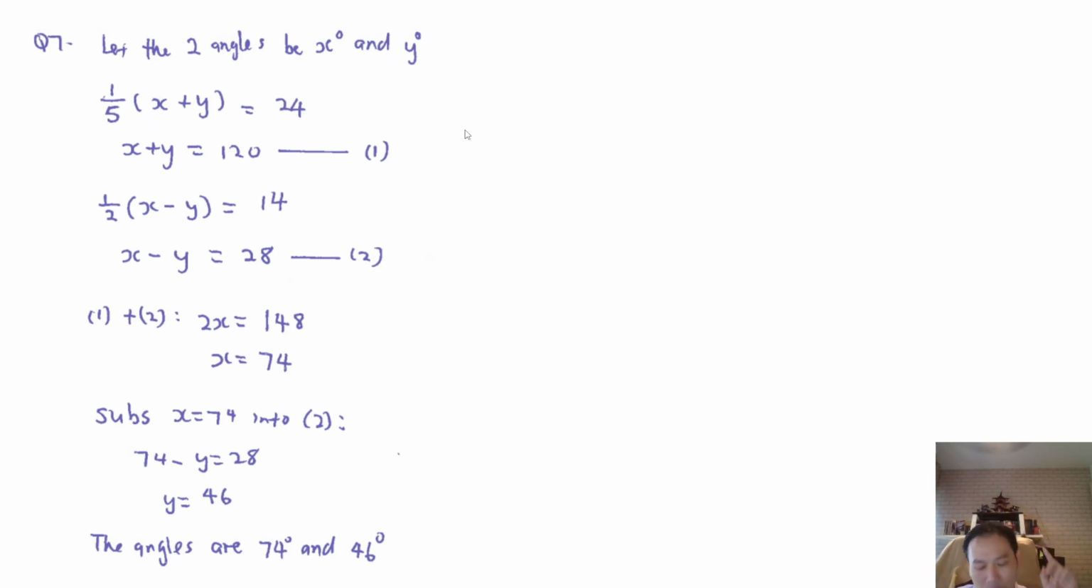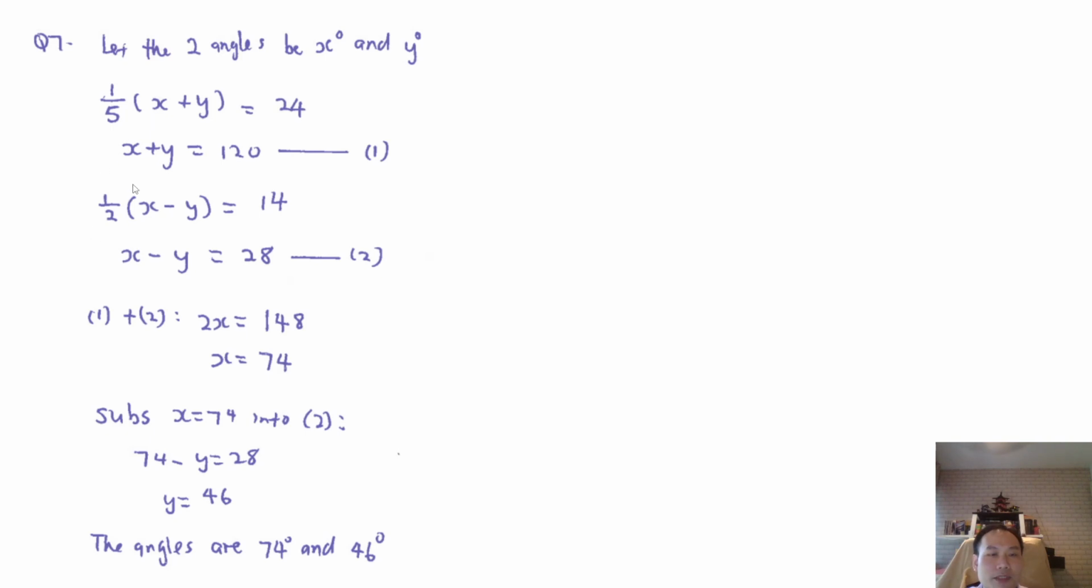Okay, so the question says 1/5 of the sum. So 1/5 of the sum, translated to algebraic form, looks like this: 1/5 times (x plus y) equals 24. Simplifying this, multiplying 5 on both sides, we have x plus y equals 120, and I'm going to call this equation 1. The next piece of information we have is half their difference, right? The difference is x minus y, so half the difference equals 14. Again, multiply by 2 on both sides of the equation, we have x minus y equals 28, and I'm going to call this equation 2.